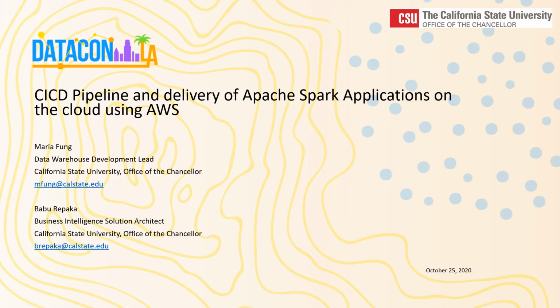Good afternoon, everyone. Welcome to the session, CICD Pipeline and Delivery of Apache Spark Applications on the Cloud using AWS. My name is Maria Fung, and I'm working for the California State University at the Office of the Chancellor as a Data Warehouse Development Lead. I consider myself a lifelong learner with a passion for technology. For the past 20 years, I've specialized in data warehousing and business intelligence solutions.